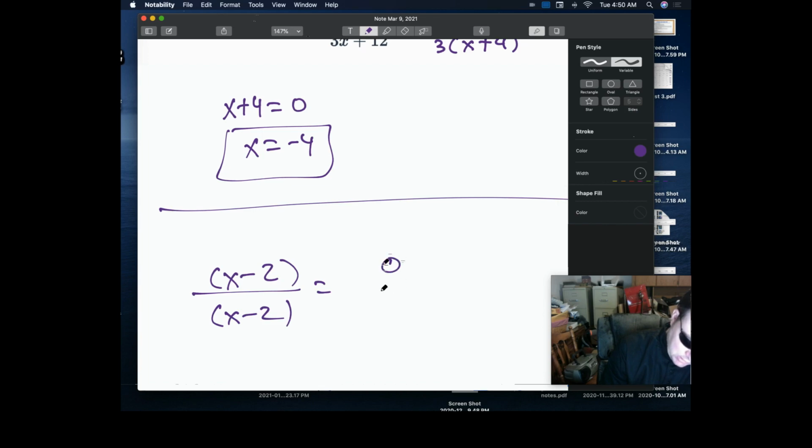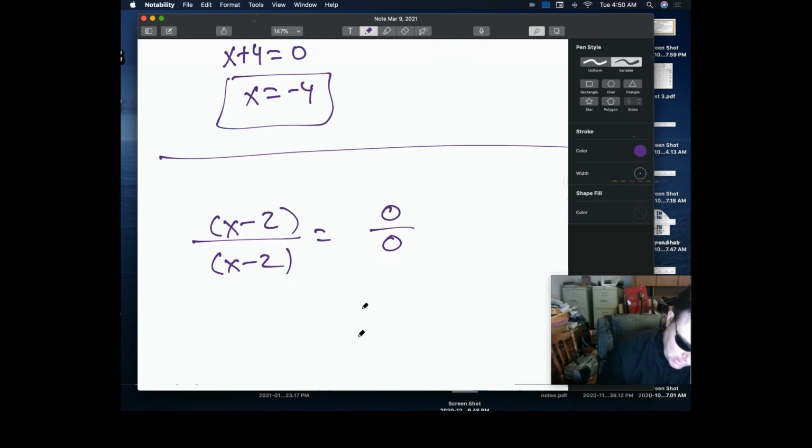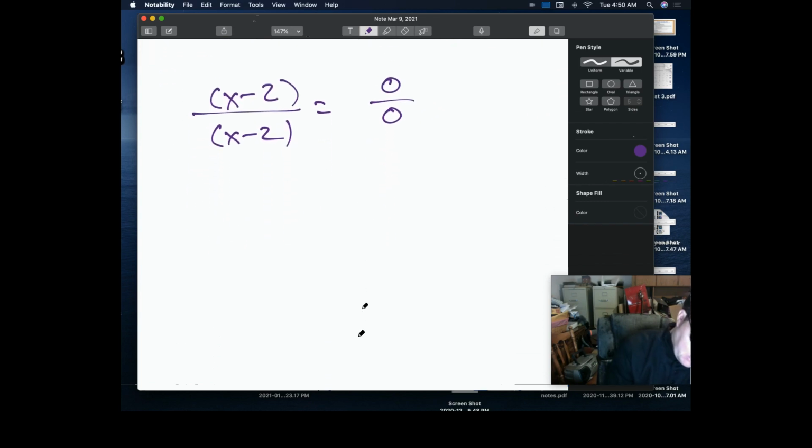If you plug in 2, you get 0 over 0. 0 over 0 is not undefined. This is actually called indeterminate. So I'm going to go on a little tangent here, but bear with me. I used 2 earlier, let me just change the number. Let's go with 5.